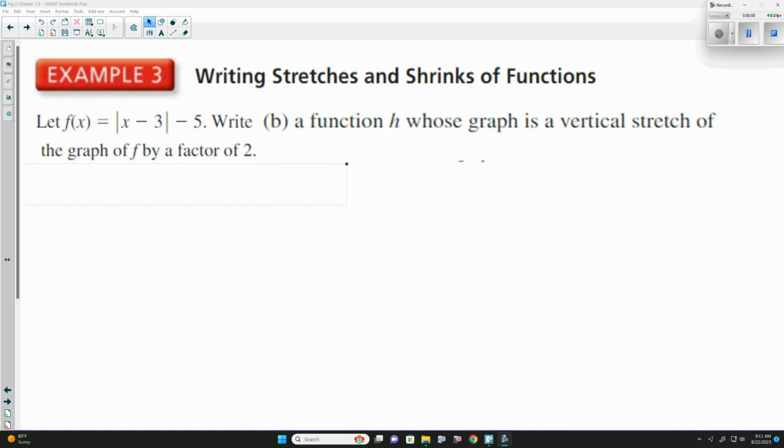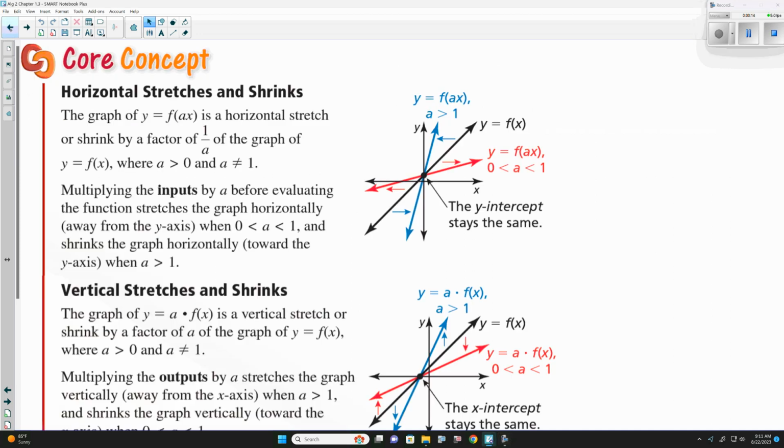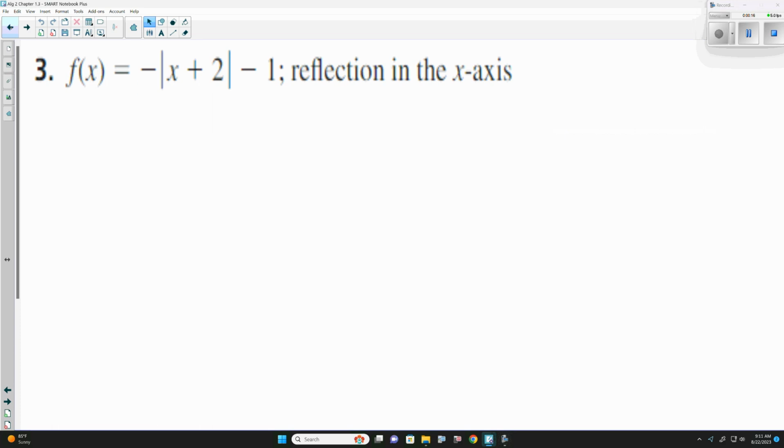I believe this is where we left off yesterday. Or are we? Wait, yeah, you're right. That's it. Yep.